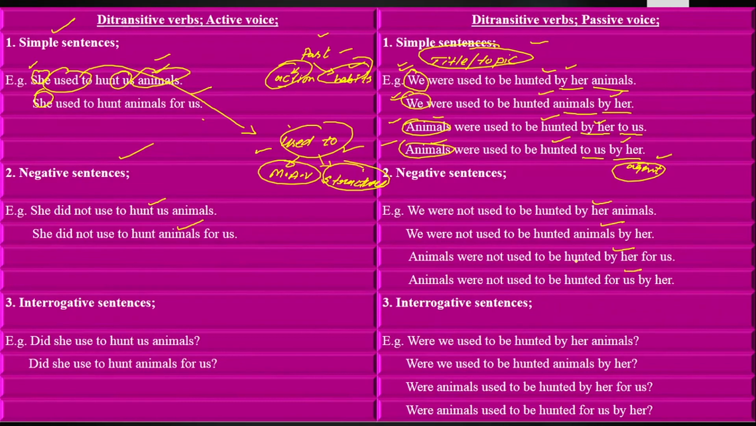Next we have got interrogative sentences. Those sentences in which we ask questions, put queries are called interrogative sentences. Did she used to hunt us animals, did she used to hunt animals for us? Were we used to be hunted by her animals, were we used to be hunted animals by her? Were animals used to be hunted by her for us, were animals used to be hunted for us by her?